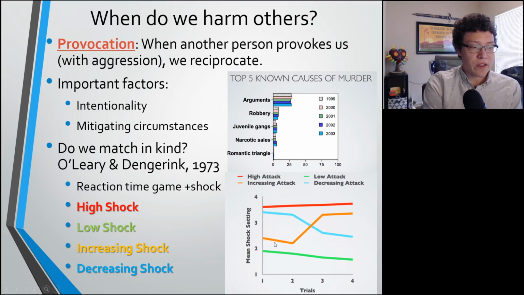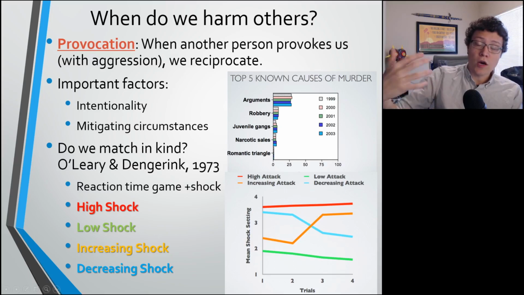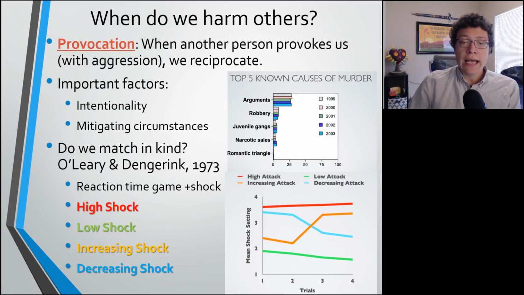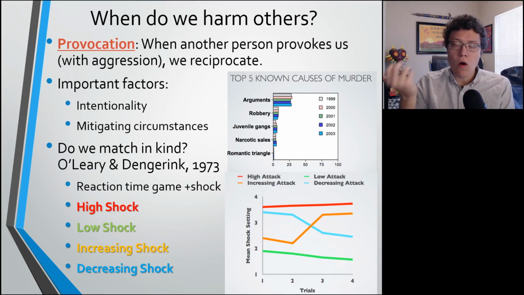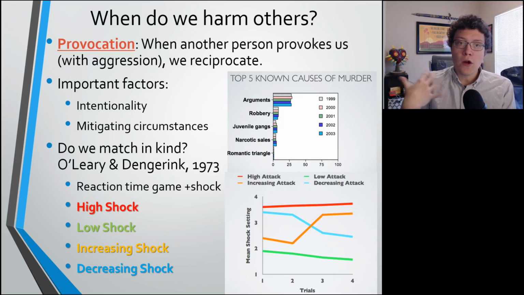And what's really cool is the increasing shock condition, it seems like people realized, hey, you're going to be a jerk, I'm going to crank up the heat as well, especially between trials 2 and 3. With decreasing shock, we see the opposite effect, where people are lowering their level of aggression. Again, all of this suggests that how we are provoked and what level somebody attacks us, quote unquote, at often determines how we attack back.